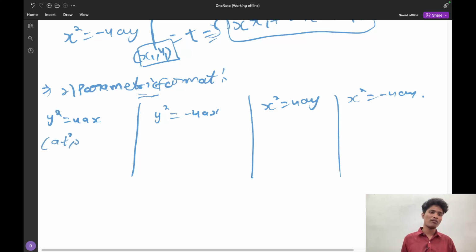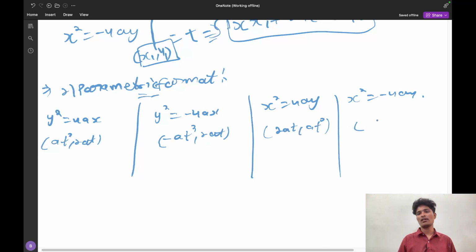It is at square comma 2at, I said. And what are the parametric coordinates? It will be minus at square comma 2at. And what are the parametric coordinates? It is 2at comma at square. And for this it is 2at comma minus at square.